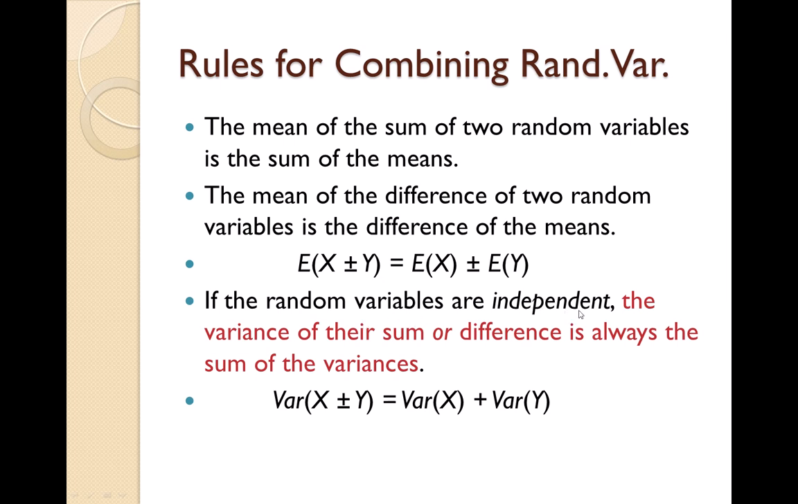If the random variables are independent, the variance of their sum or difference is always the sum of the variances, okay? So the variance of x plus or minus y is just going to be the variance of x plus the variance of y. Spread is spread, whether it's negative spread or positive spread. So it doesn't really matter. You're not going to decrease spread by adding more onto it, whether it be positive or negative. So both plus or minus will end up being plus for the original individual variances.